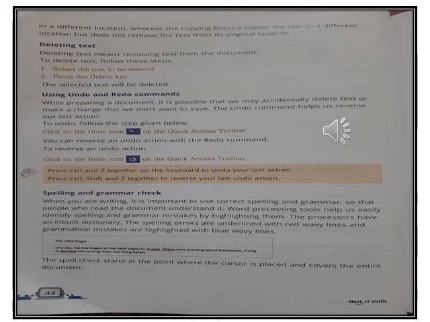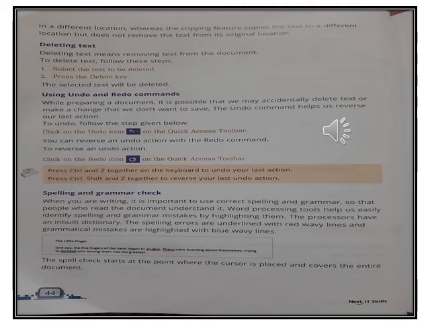While preparing a document, it is possible that we may accidentally delete text or make a change that we don't want to save. The undo command helps us reverse our last action. To undo, follow the step given below. Click on the undo icon on the quick access toolbar.